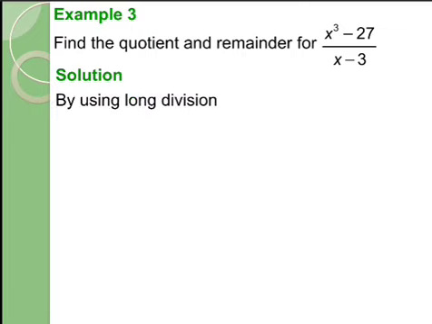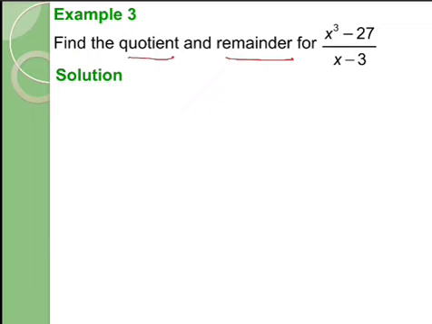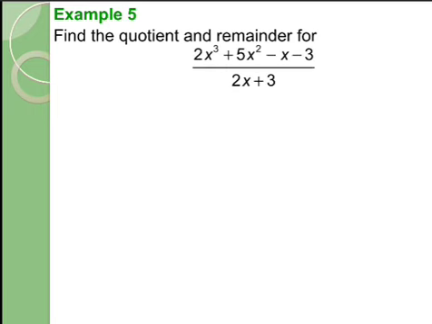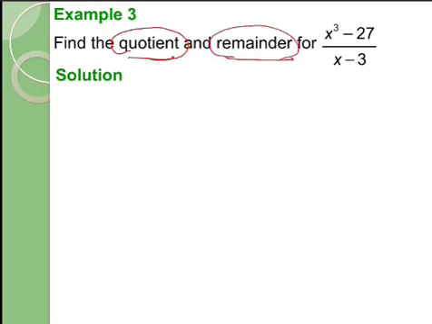Example 3 is a little bit different because this question wants you to find the quotient and the remainder. The previous question wants you to write in that form of the formula, but now the question just wants you to find what's the quotient and the remainder. So make sure you write the answers clearly. And then try example 4, and also example 5. There's something that I want you to look at in example 3, 4, and 5. Look at their divisors. Their divisor is linear.